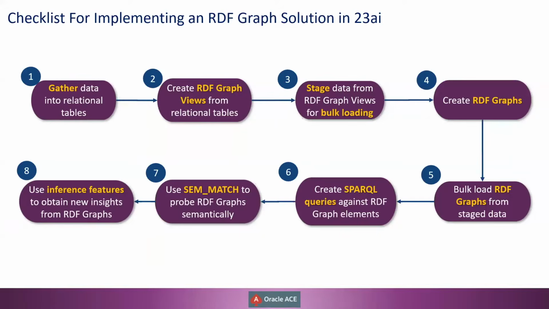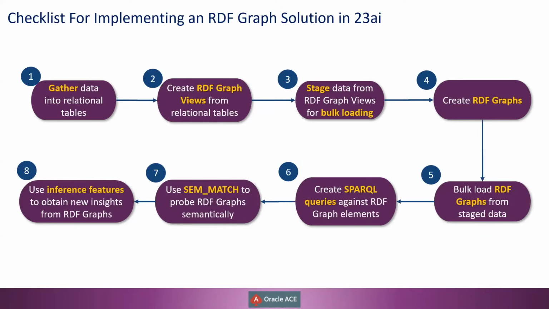Now, let's walk through a full-blown example of how you would deploy a knowledge graph. I'm going to start with relational tables. I'm going to build what's called an RDF graph view. From those relational tables, I'm going to stage their data from those RDF graph views into a staging table. I'm going to then create and bulk load an RDF graph. And then steps 6, 7, and 8, we're going to use what's called SPARQL to query the RDF graph to see what's inside it.